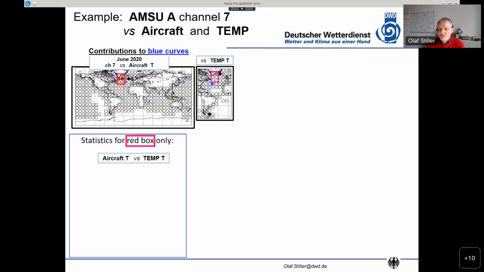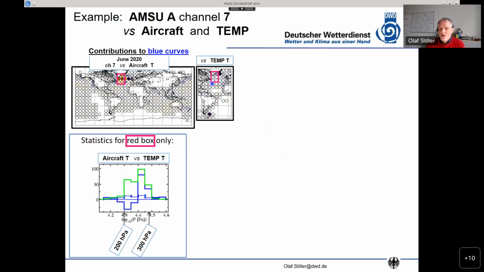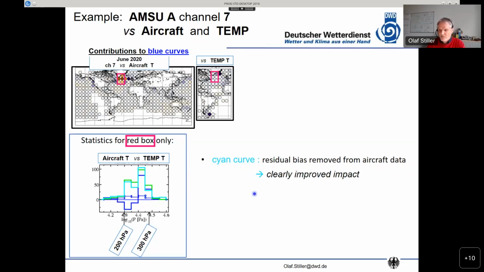So this motivated me to test aircraft against radiosonde temperatures just for this red box area. And yeah, we see it's not very good, and it actually became substantially better when I removed the residual biases. If you remove the residual biases in these bins, you can easily check with this diagnostic what your score would be then, and that's what you have from the cyan curve, which is a clear improvement.